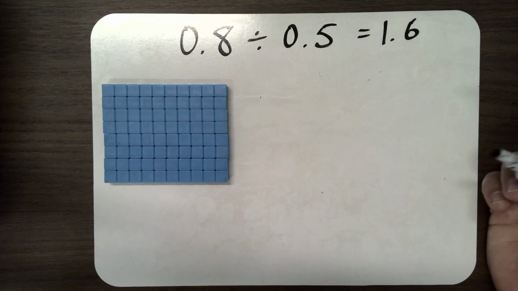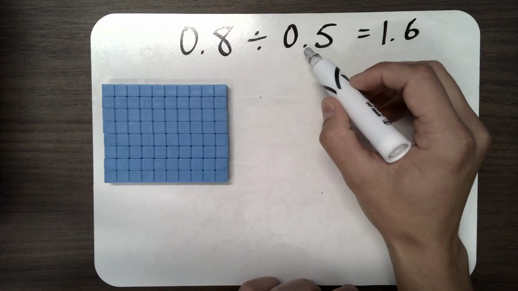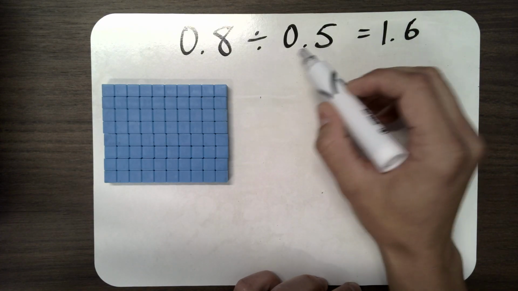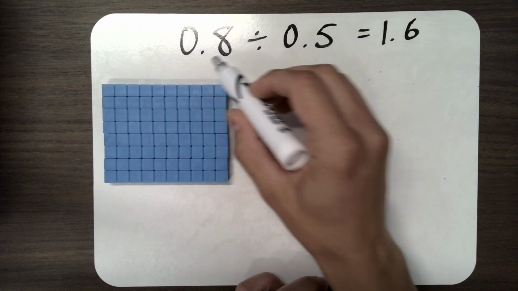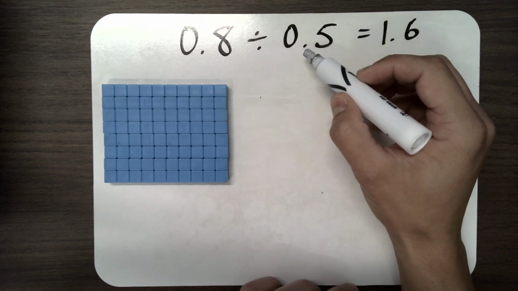So our standard algorithm for decimal division is essentially to turn this problem into a whole number division problem. Okay, so we look at our divisor. So if we have 8/10 divided by 5/10, and we're going to show why that's equal to 1 6/10.